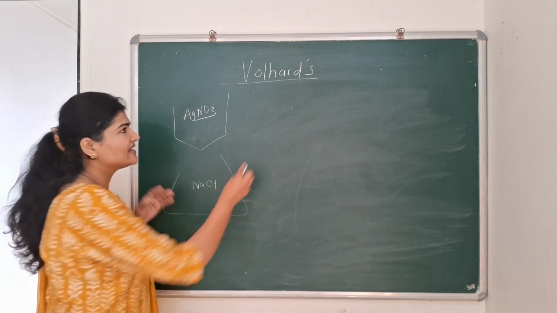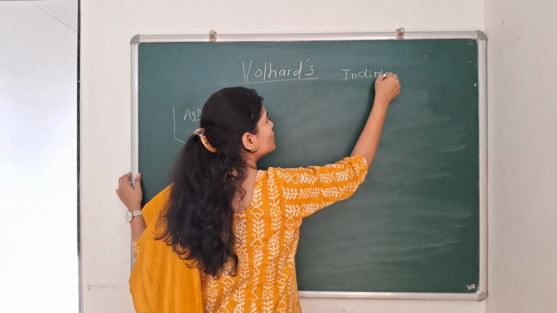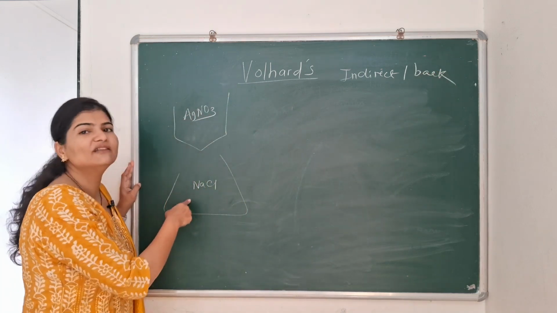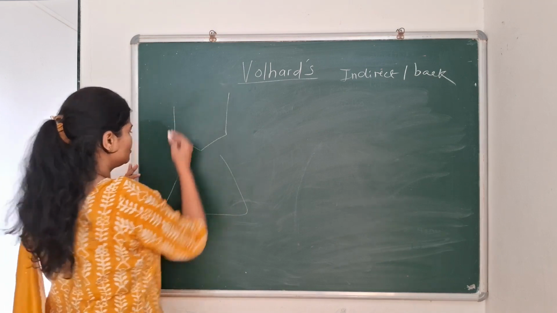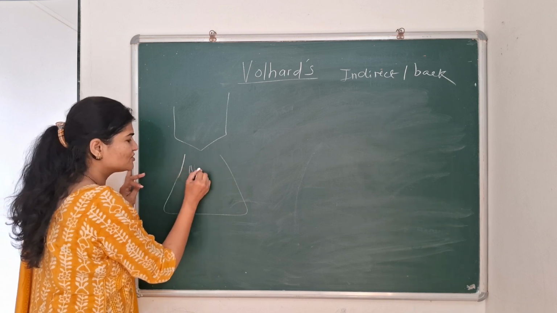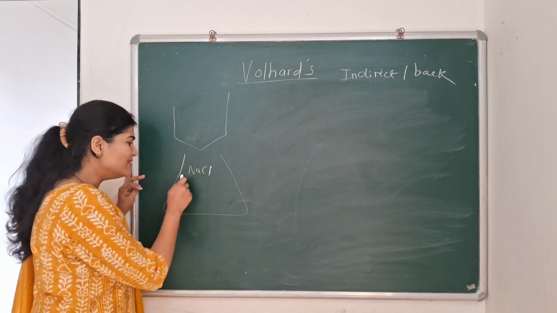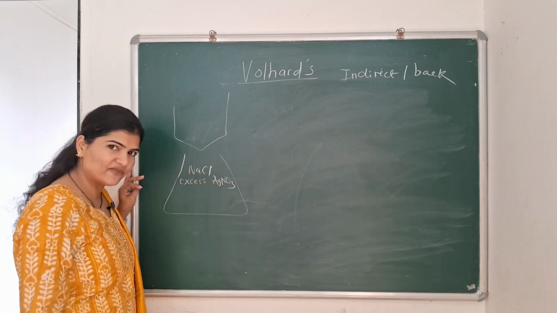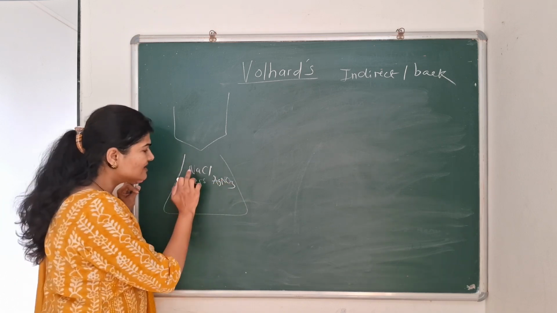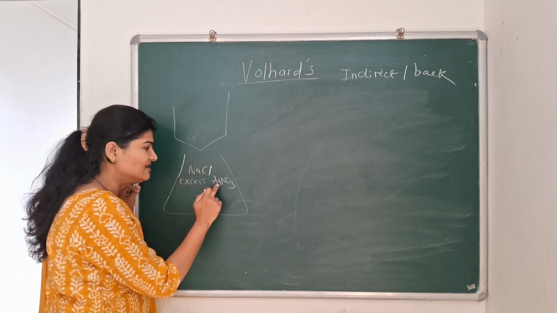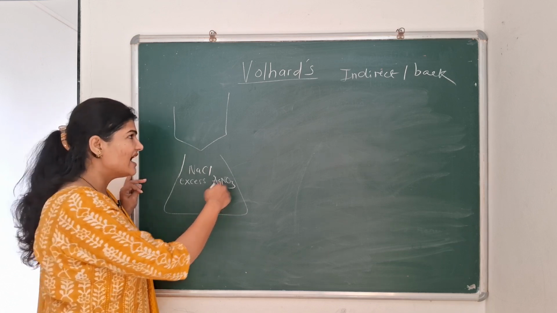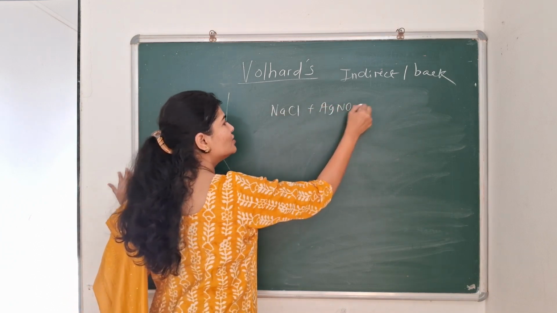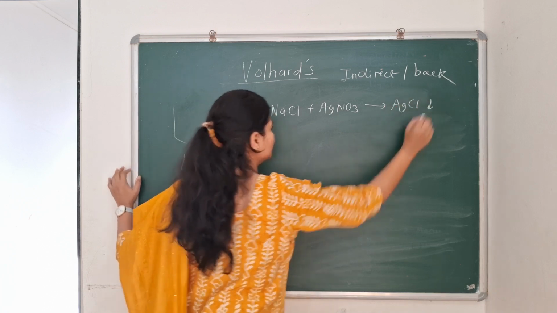But in case of indirect or back titration, we will place excess of titrant in the conical flask itself. So I will tell you what we are going to do. I will be taking NaCl solution, which is my analyte, and I will be adding excess of AgNO3 in the conical flask itself. Now what will happen? The sodium chloride will react with the AgNO3 in the conical flask itself, and the reaction will be somewhat like this: NaCl reacts with AgNO3 to give me AgCl PPT, right?